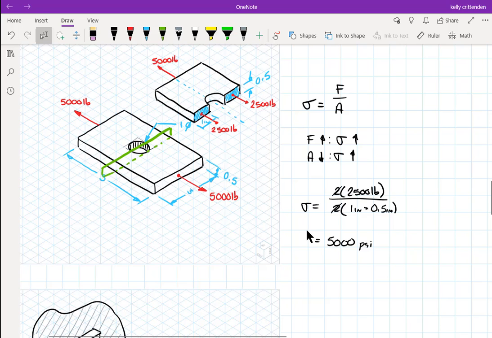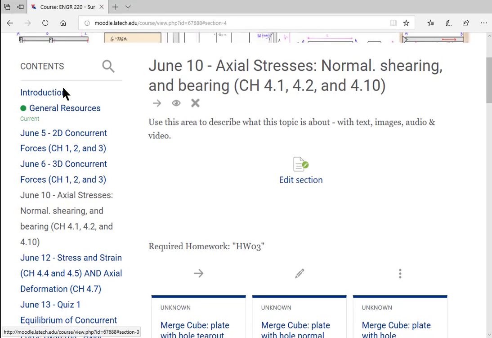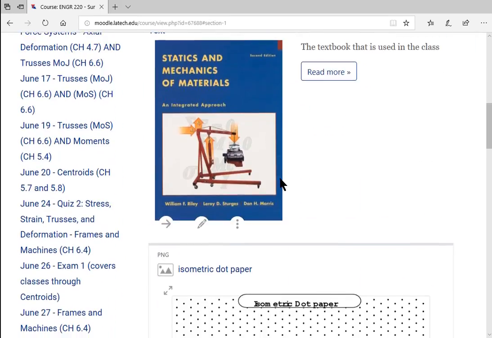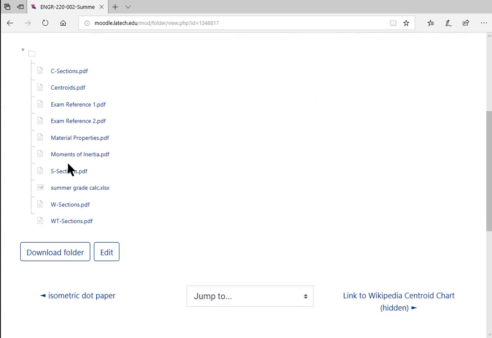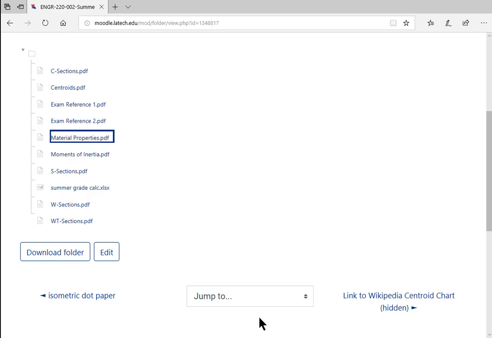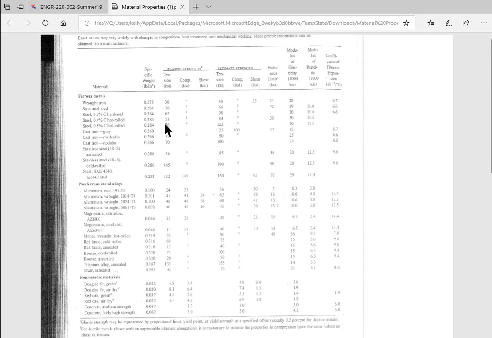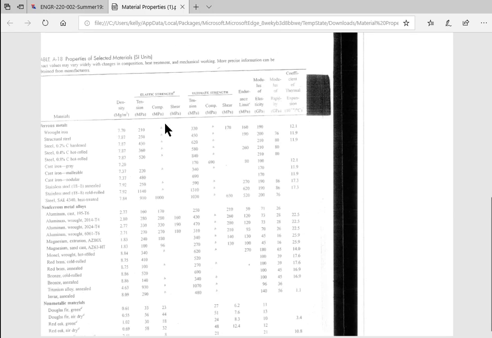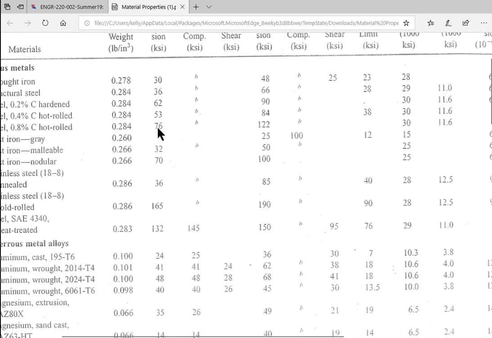So let's go back to Moodle here for a second. If we look in General Resources and this folder, Reference Materials, here are material properties. There's a material properties PDF, so let's open it. If you have your book, it's also page 704 in your book, and that one's page 705. Let's zoom in on it a little bit though.